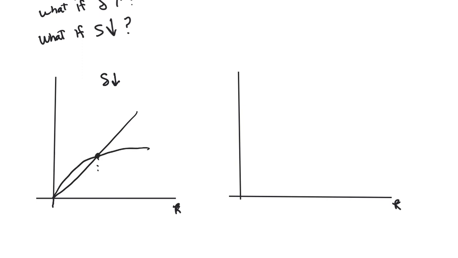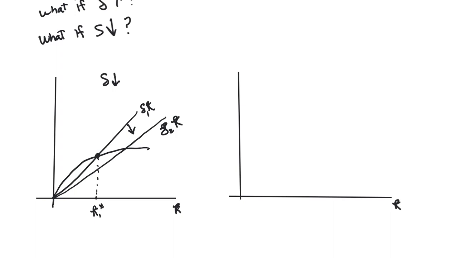So the equilibrium is going to be here initially. Let's call this k star 1. Remember, this straight line is delta. Let's call this delta 1k. So if delta is going down, that's going to make this line rotate down. We can think of delta as being the slope of this line, delta k. So if the slope is getting smaller, it's going to be flatter. So it's going to rotate in this fashion here. That's kind of ugly, but let's call that delta 2k.